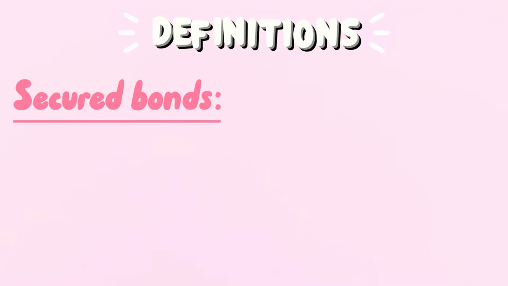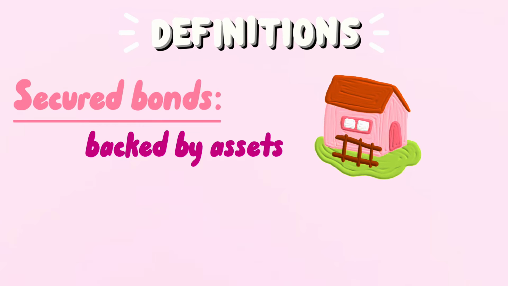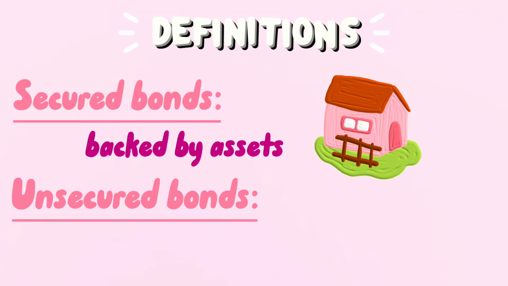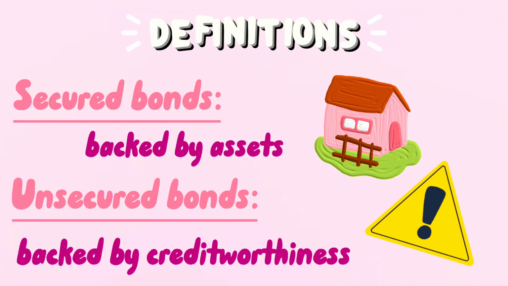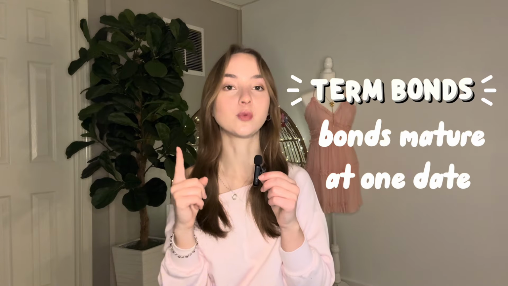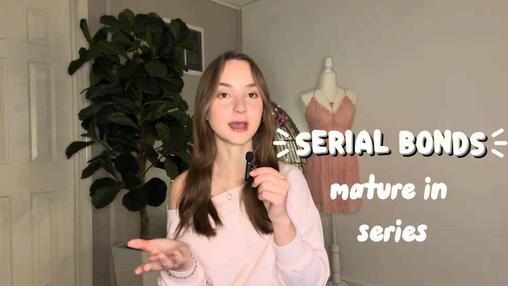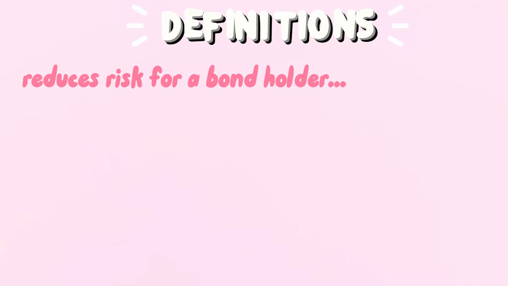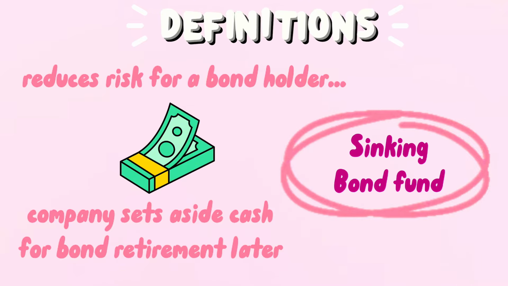That brings us to something called a secured bond. This bond is backed by assets, so bondholders can collect these assets as collateral if the borrower fails to pay. Unsecured bonds rely on the borrower's creditworthiness and are a lot riskier because there is no collateral. Term bonds means that those bonds will entirely mature on one date. Serial bonds will mature in portions at different dates over time. To reduce risk for a bondholder, a company will have to set aside cash periodically to retire bonds later, or what is known as a sinking fund bond.